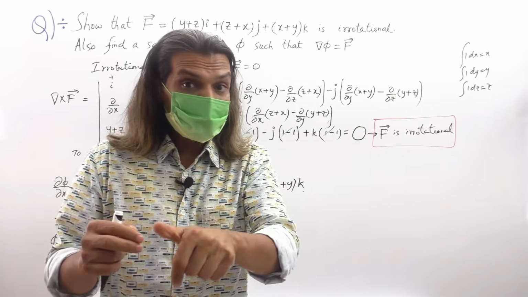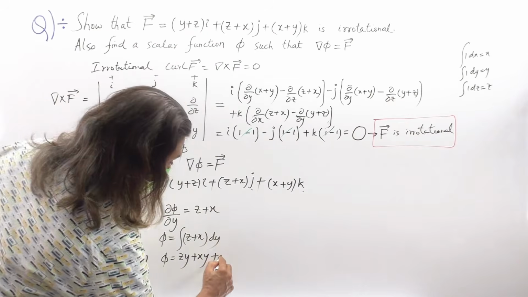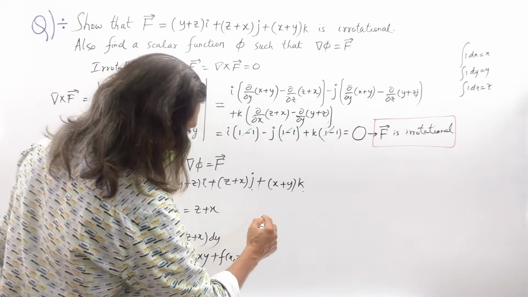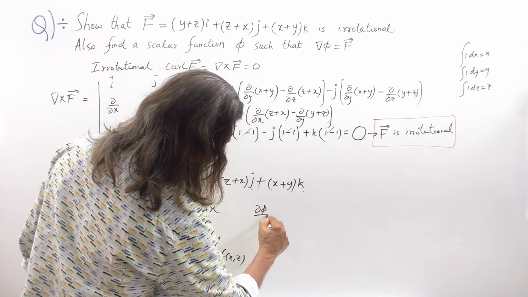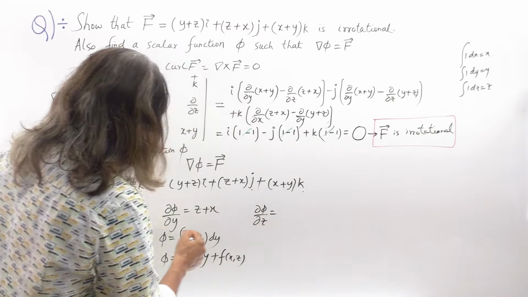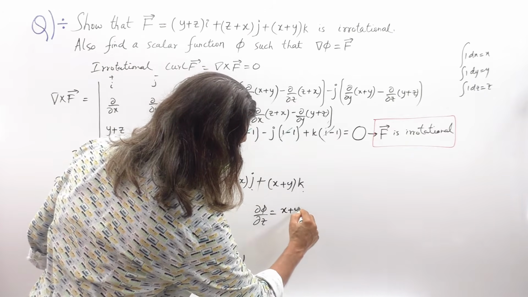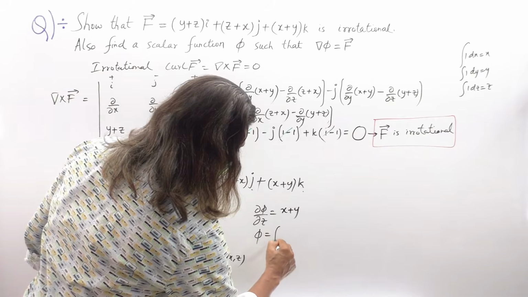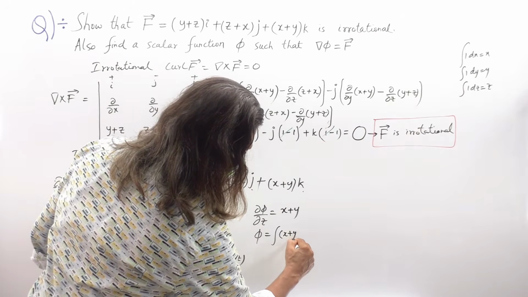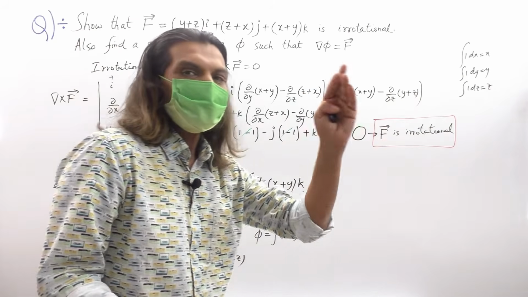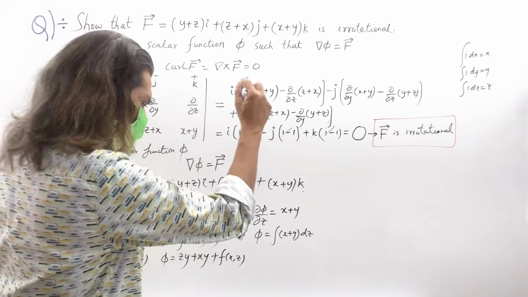x, y, z. Why am I doing so? x and z remain, so the constant is f of x comma z. And finally, the last one, we have dou phi by dou z. We are comparing k with k, so we get x plus y. So phi will be the integration of x plus y dz. Now here we are integrating with respect to dz.